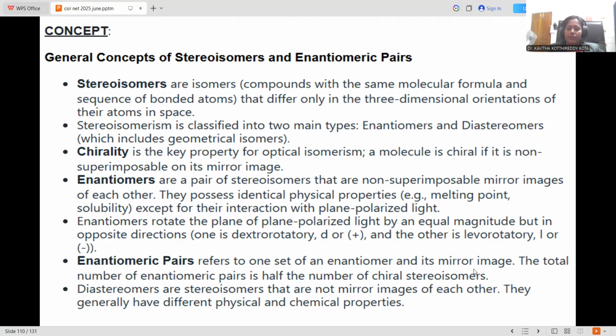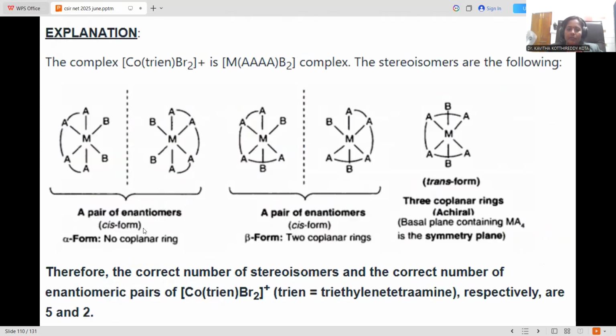In a set of enantiomers, each is a mirror image of the other, and they differ in chirality, one dextrorotatory and the other levorotatory. Diastereomers are stereoisomers that are not mirror images of each other. They generally have different physical and chemical properties as well. This is the concept behind the question. These must be known before we can calculate the stereoisomers and enantiomers, right?